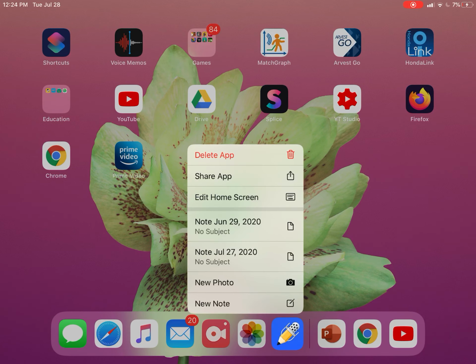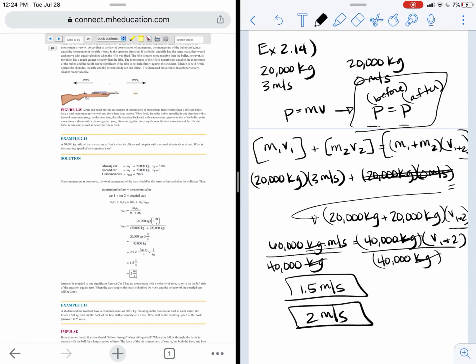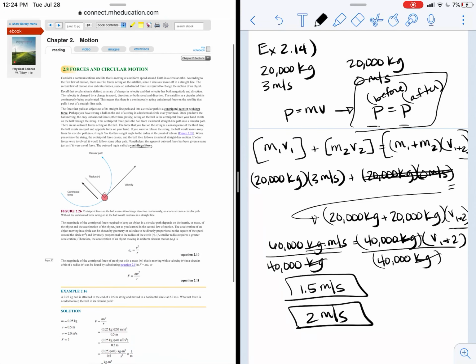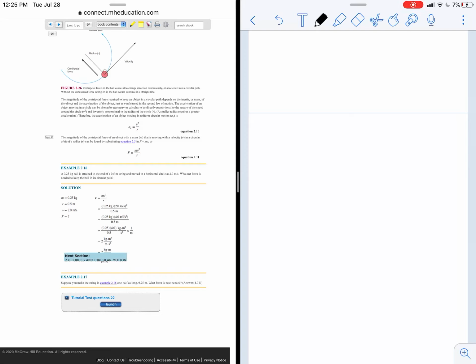Let me pull up my book, see if I can go on to the next section. Okay, so we're on example 2.16. It says that a 0.25 kilogram ball is attached to the end of a 0.5 meter string and moved in a horizontal circle at 2 meters per second. What is the net force that's needed to keep the ball in a circular path?